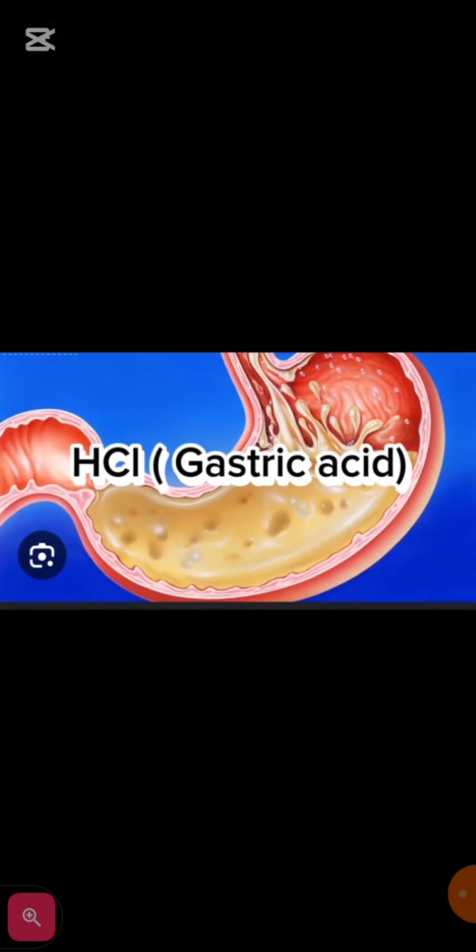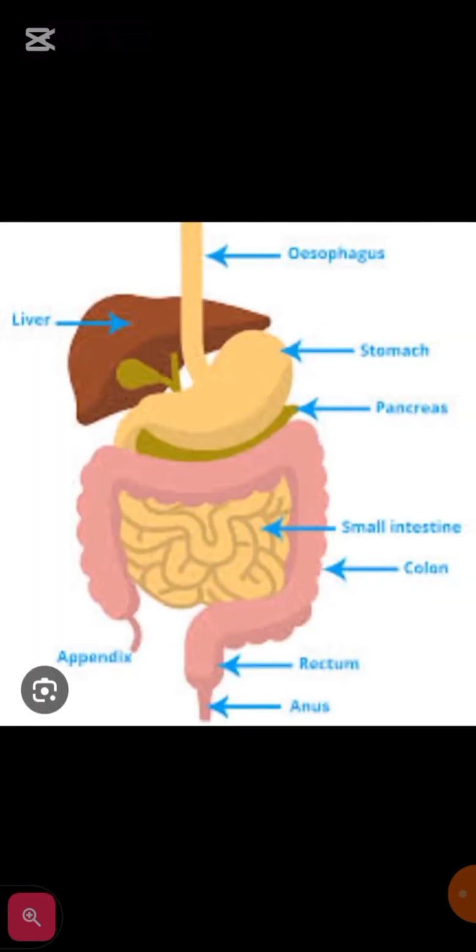While the juices produced in the stomach are called gastric juices, an acid is also produced here, which is called gastric acid or hydrochloric acid. This acid helps in the digestion of food, while it also helps to kill the germs. Here the gastric juices are produced with the enzyme pepsin, which helps in the digestion of proteins. After stomach, the food is pushed towards the small intestine.